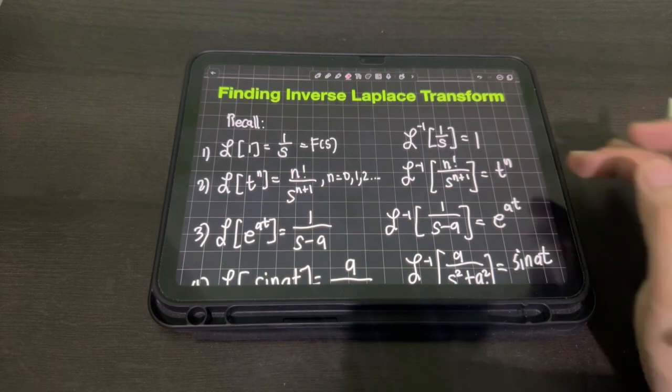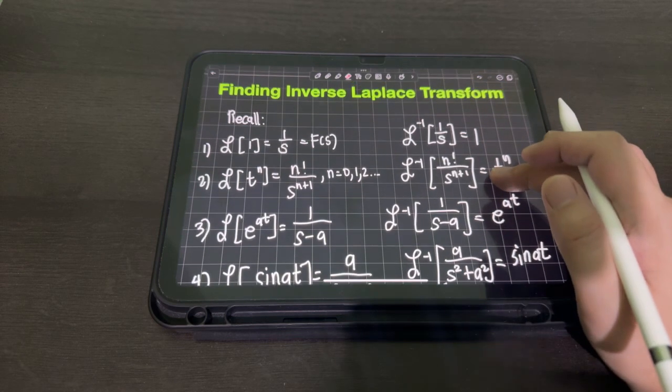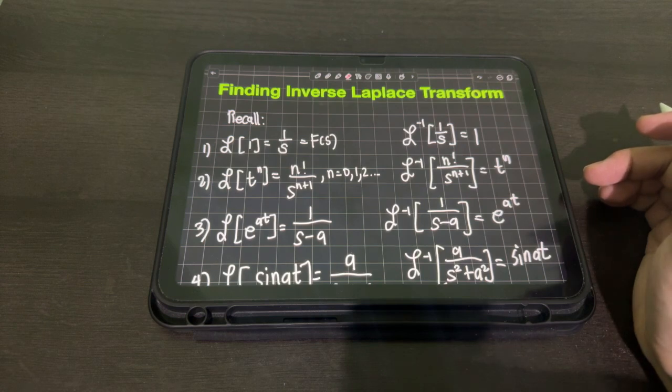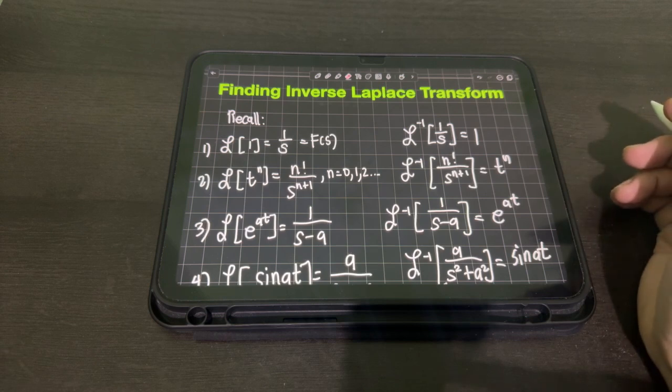So we're live. Our topic for today is finding inverse Laplace transform, part 2. I already have a previous video, part 1, for this topic. If you haven't watched that yet, I will just put the link in the description.